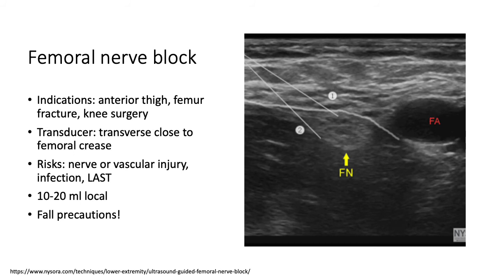For this block, you would use 10 to 20 milliliters of local anesthetic. Because the nerve will impact quadriceps muscle strength, the patient will be at increased fall risk. You must counsel the patient on this before performing the block and make sure that they either have help at home or have crutches or an immobilizer. Other possible risks of this block include possible nerve or vascular injury.